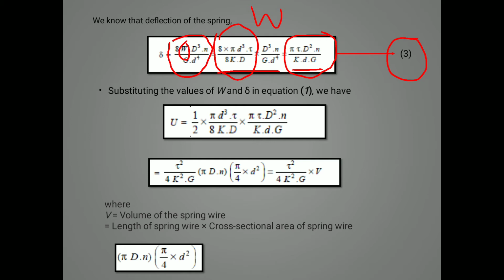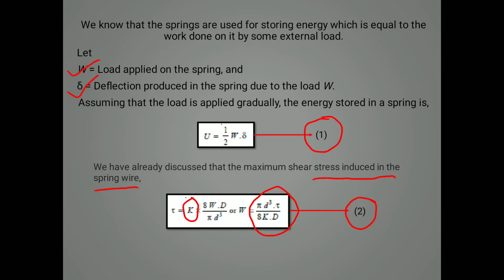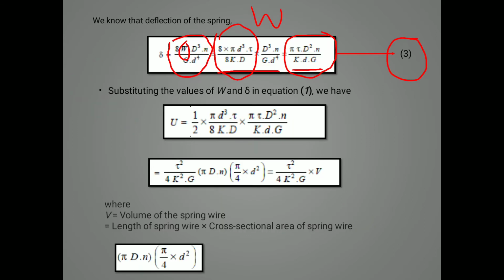So substituting the values of W and delta in equation number 1, we have U is equal to 1 by 2 into W delta. As we have the value of W, we have also derived the formula of delta.